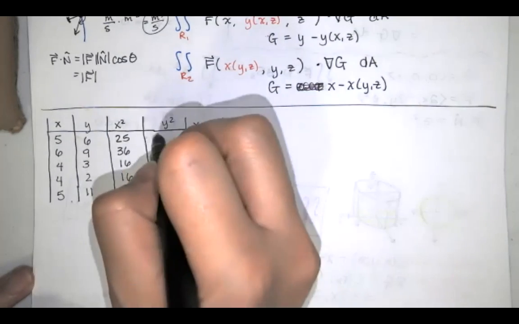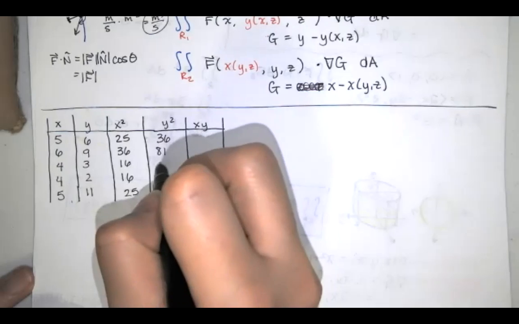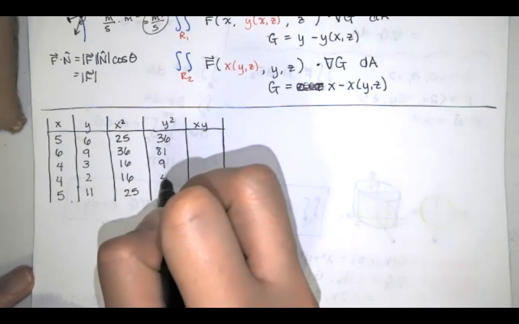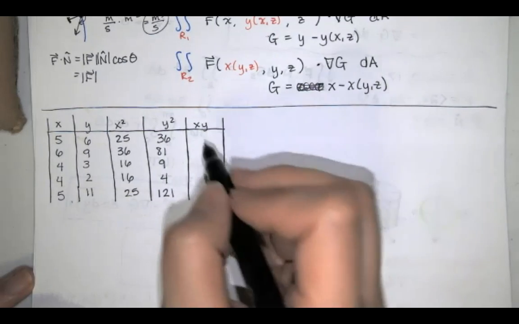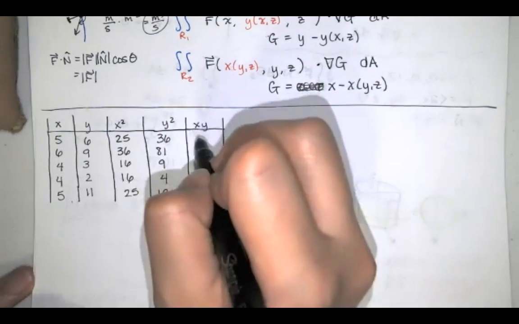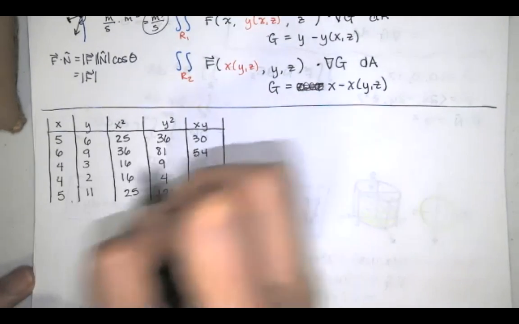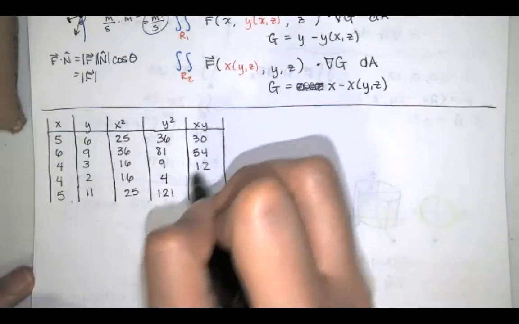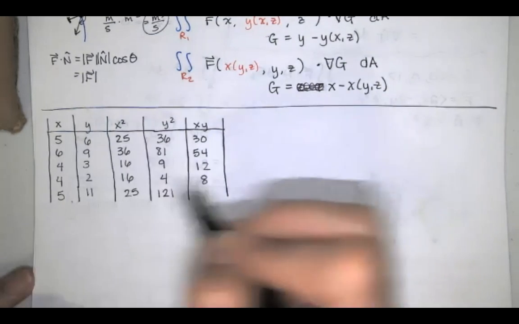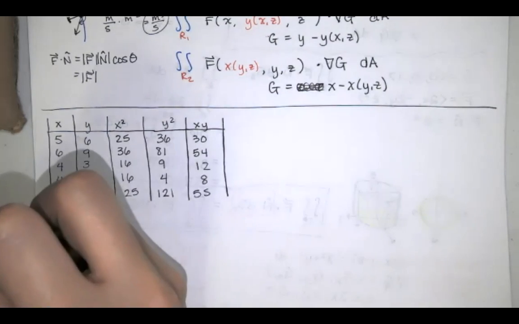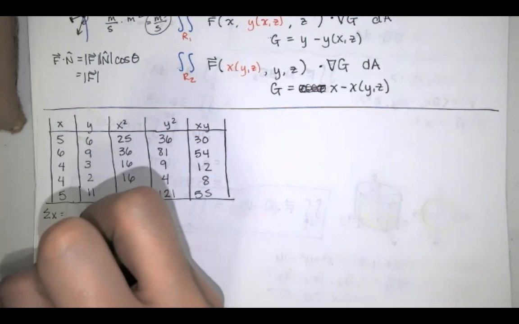Then we'll square the y's. So 6 squared is 36, 9 squared is 81, 3 squared is 9, 2 squared is 4, and 11 squared is 121. And we'll take x and y and multiply them. So I have 30. Here, multiply those together, we get 54. 4 times 3 is 12. 4 times 2 is 8. And 5 times 11 is 55. And then in each of these columns, we want to add them together.